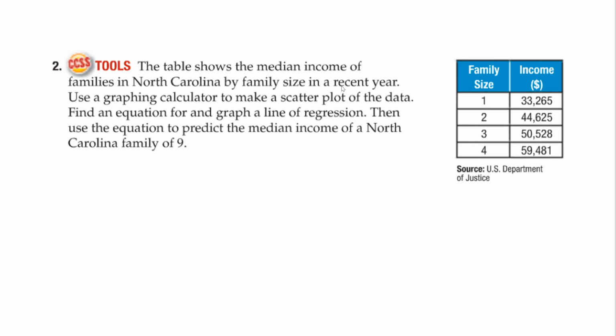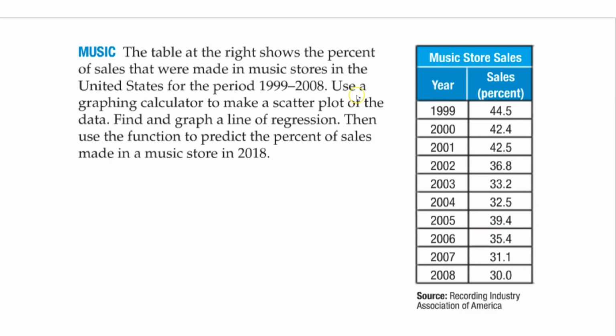Let's go to another one. Here we go. The table at the right shows the percent of sales that were made in music stores in the United States in the period of 1999 through 2008. Use a graphing calculator to make a scatter plot of the data, find the line of regression, and then use a function to predict the sales in 2018.